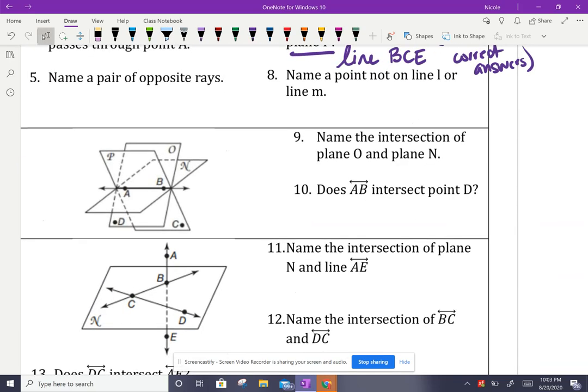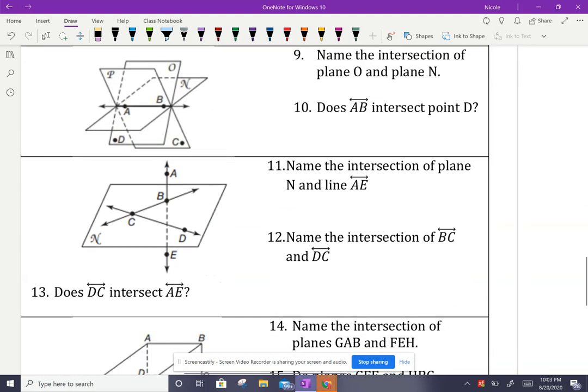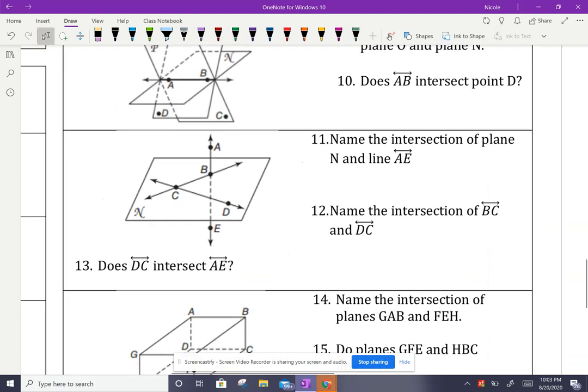Let's see. Does line AB intersect point D? Number 10. Well, look at line AB. Trace it out with your finger or your pencil. Does it look like it's ever going to cross point D? What do you think, guys? I don't think it will. Okay.